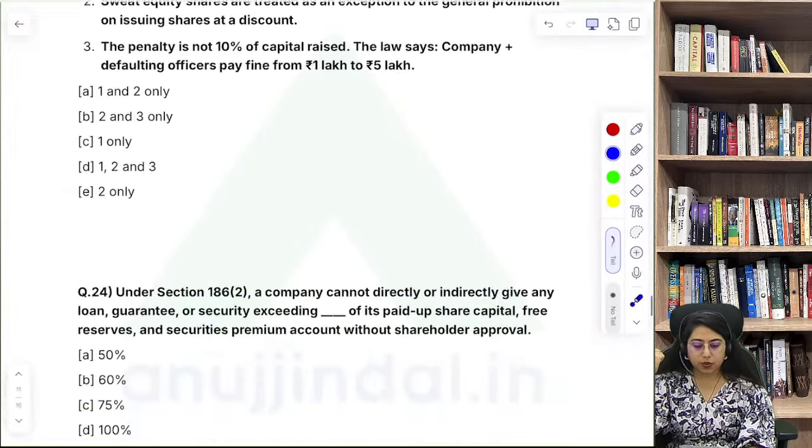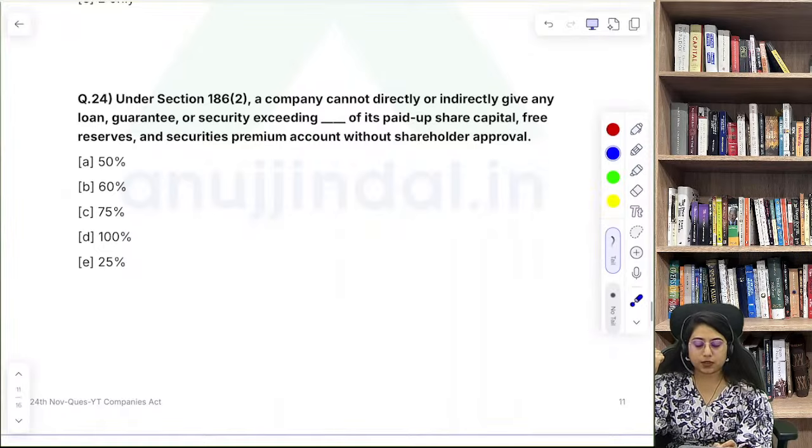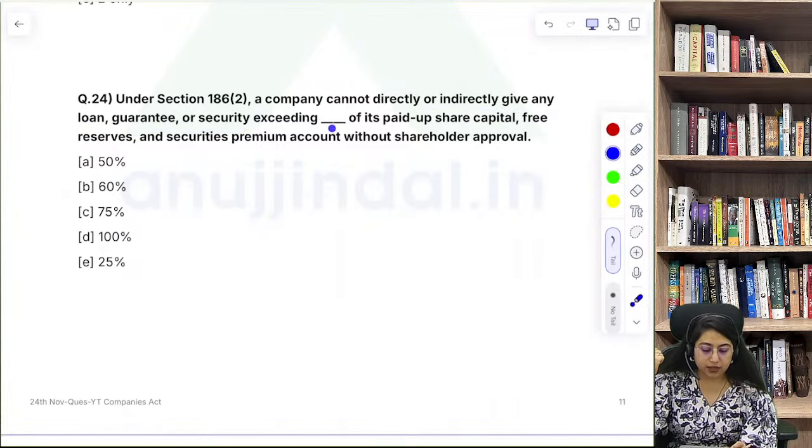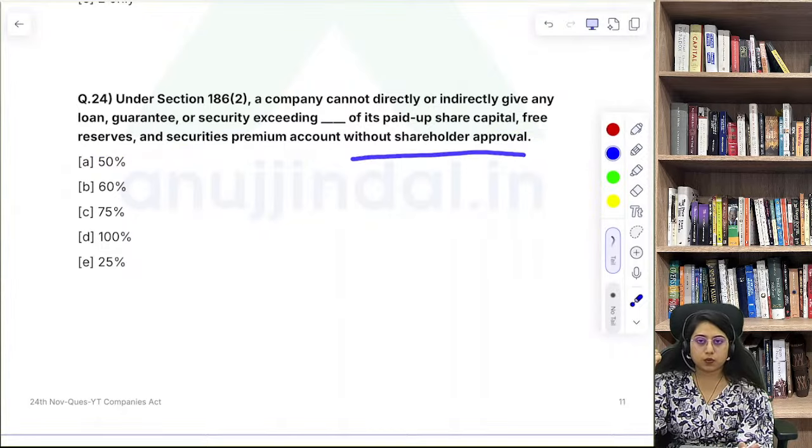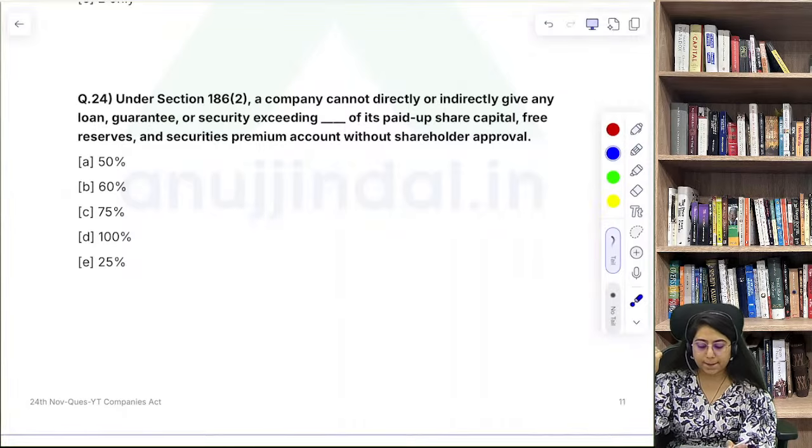Okay. Question number 24. Under section 186(2), a company cannot directly or indirectly give any loan, guarantee or security exceeding a percentage of its paid up share capital, free reserves and security premium account without shareholders' approval. What do you think is the correct answer for question number 24? How much percentage?